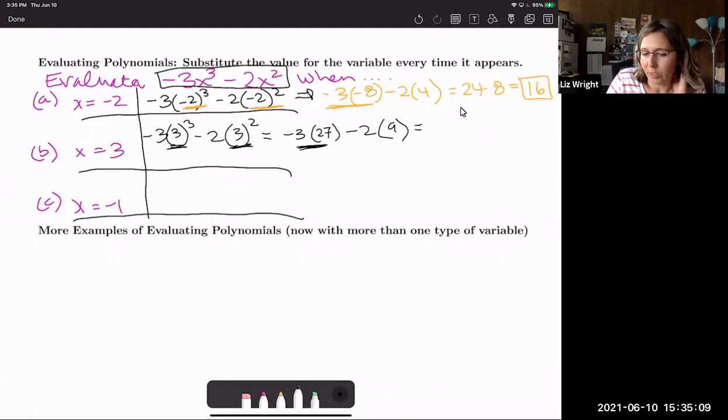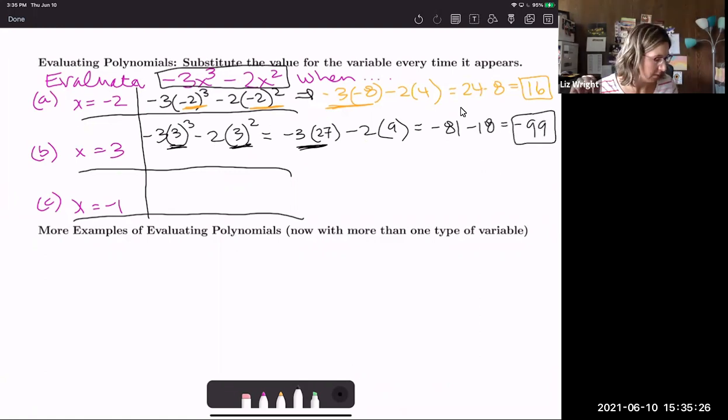27 times a -3 should give you -81. -2 times a 9 should give you a -18. And then if you're taking a -81 minus 18, we should end up getting a -99 for that one. All right, let's try the last one. And you're welcome on any of these. You can just pause and see how you do on these. It'd be good practice for you to try these out on your own.